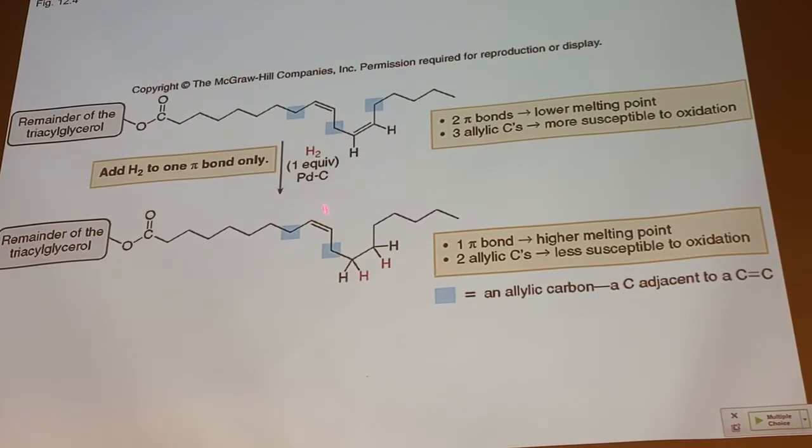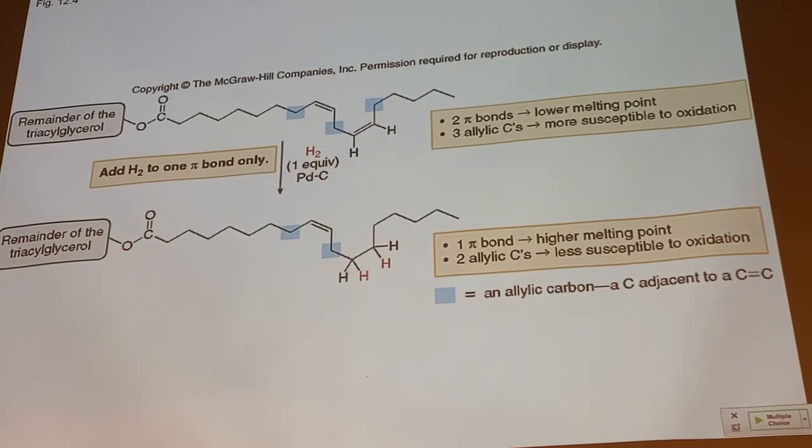So if you reduce the number of double bonds, you're reducing the number of allylic hydrogens, and you're reducing the susceptibility of the substance to air oxidation. You're increasing its shelf life. So you get a longer shelf life if you partially hydrogenate or reduce some but not all of the double bonds in your vegetable oils. Okay, so that's a good thing.